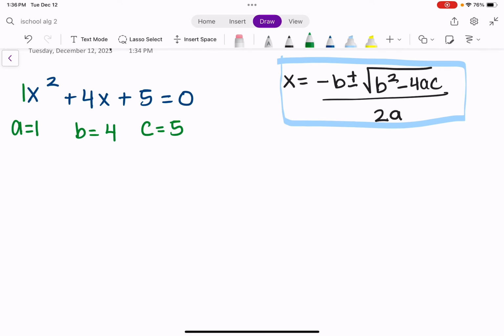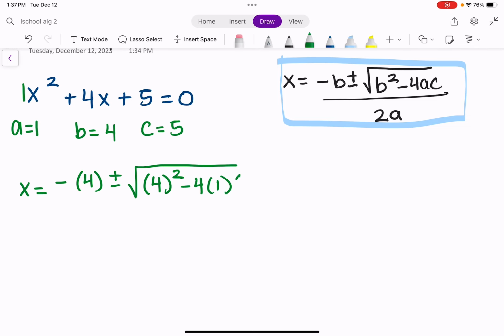Now at this point, we're going to plug it into the quadratic formula. So I'm going to substitute my values into the formula. So I'm going to have x equals, now remember, when I substitute, I like to put parentheses. So minus, and then parentheses 4, plus or minus the square root. And then instead of b squared, I'm going to write 4 squared minus 4, parentheses 1, parentheses 5, all over 2, parentheses 1. Right, so all I did was substitute in the values for each variable.